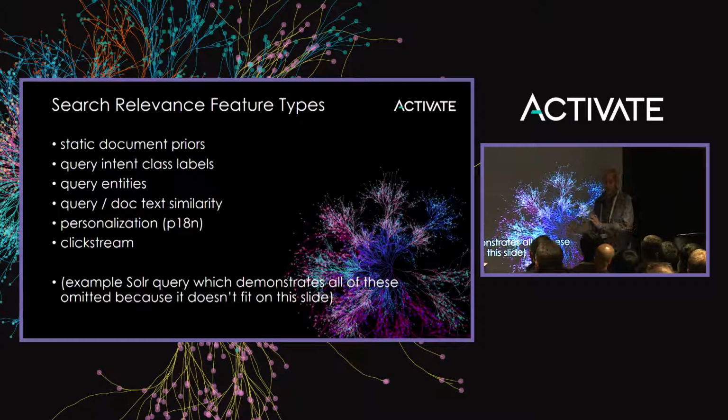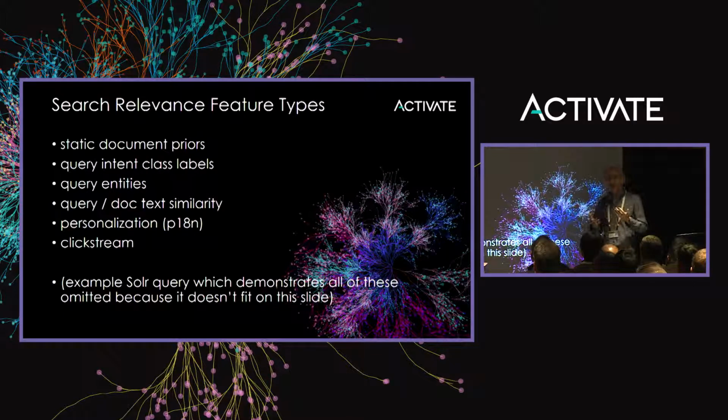So, search relevance for general, personalized search that also happens to have the regular kind of stuff you have. There's a whole bunch of different types of things you will do for search relevance, types of input features. There are, of course, the static document priors like page rank or overall popularity, sales rank, things like that. There's things that are query specific, like query entities and query intent class labels, where you've seen the query but it's independent of the document. So it's document independent query features.